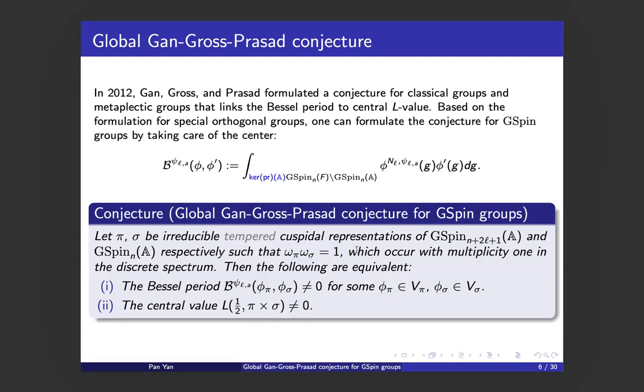First, the Bessel period for phi_pi, phi_sigma is non-zero for some cusp forms phi_pi and phi_sigma in the spaces of pi and sigma. And the second statement is that the central value of the L function for pi times sigma is non-zero. So this is the global Gan-Gross-Prasad conjecture for GSpin groups.